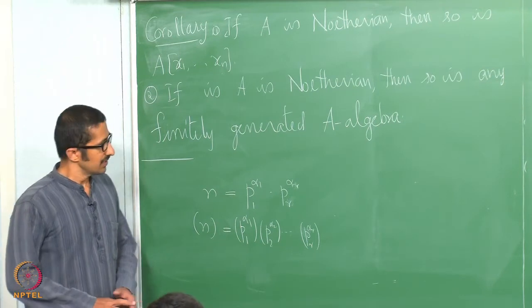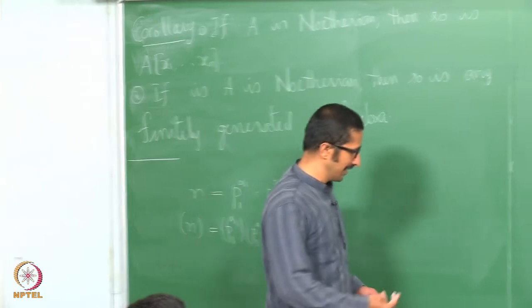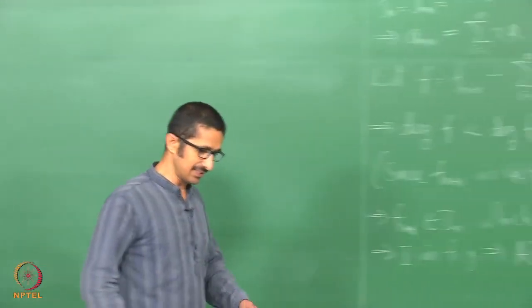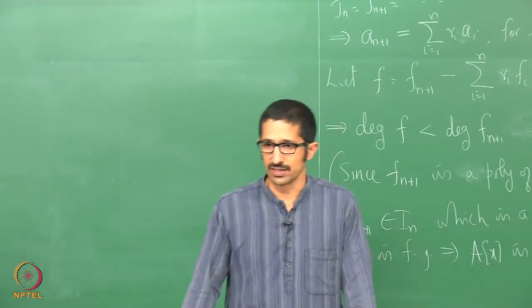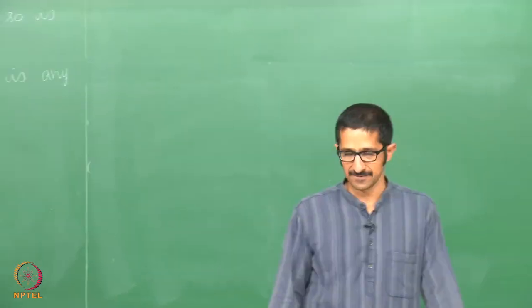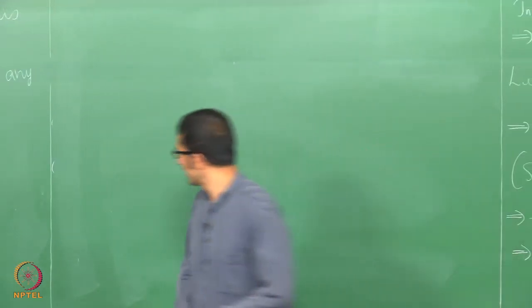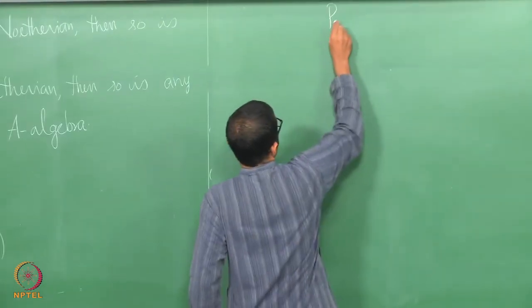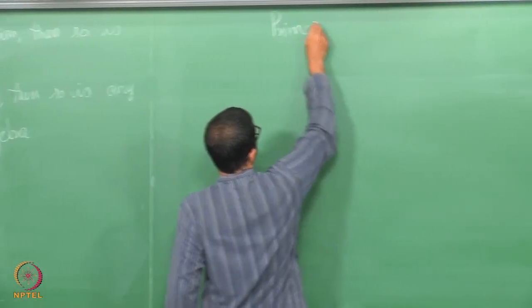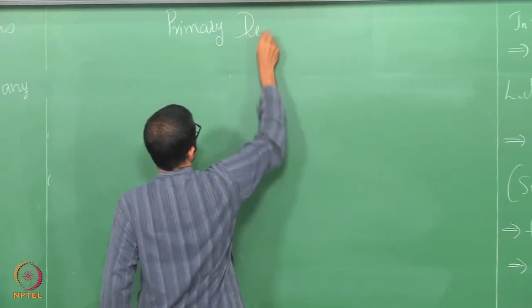So in general, in Noetherian rings there is what is called a primary decomposition. So let us look at what is meant by primary decomposition.